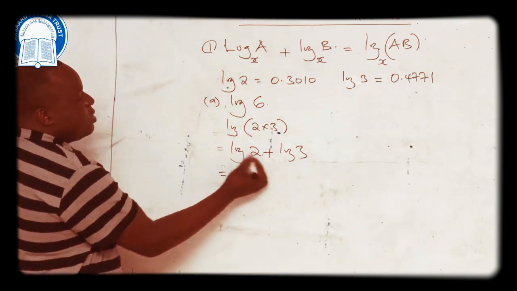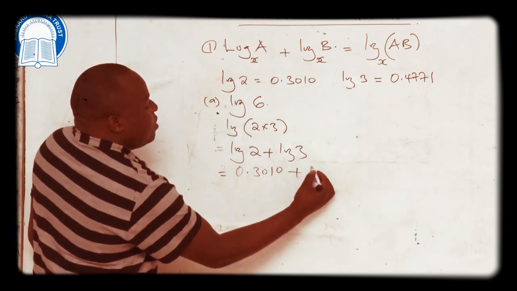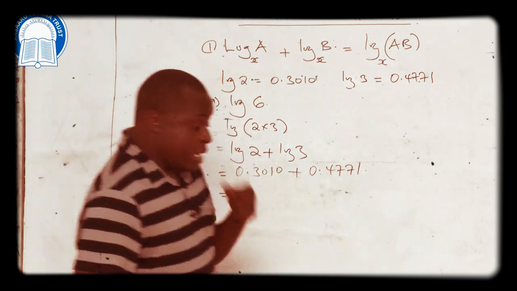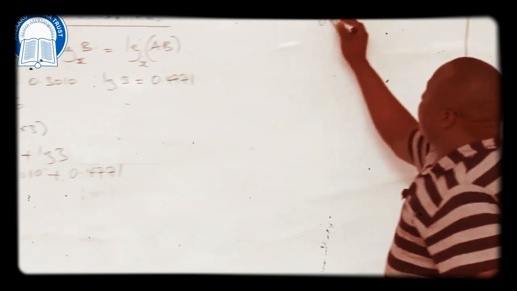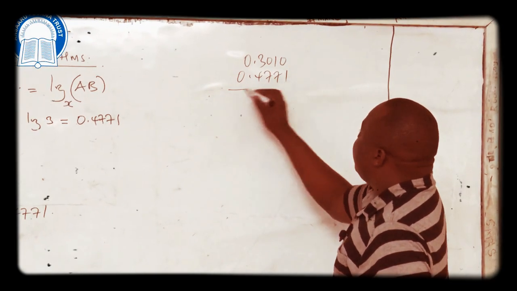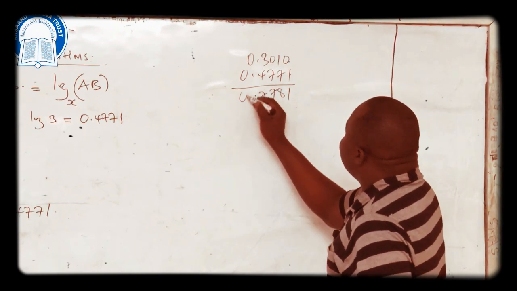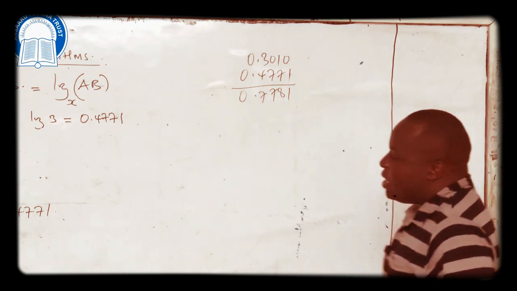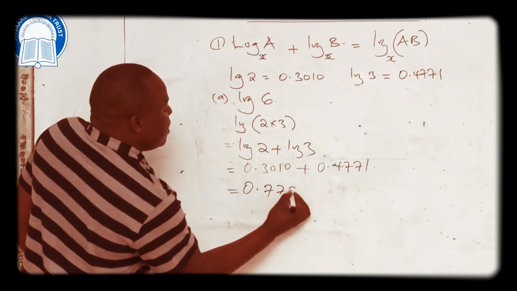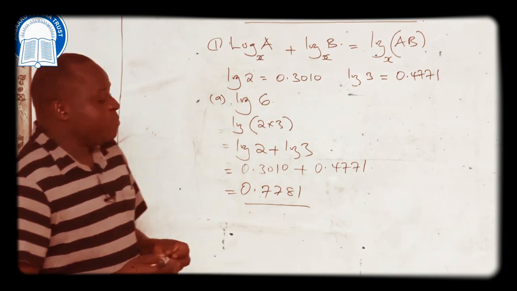So this becomes log 2 is 0.3010, plus the next one is 0.4771. Which is equal to, now adding that, it's 0.3010 plus 0.4771, which gives 0.7781. I hope my addition is okay. Then the final answer should be 0.7781. That's supposed to be the value of log 6.